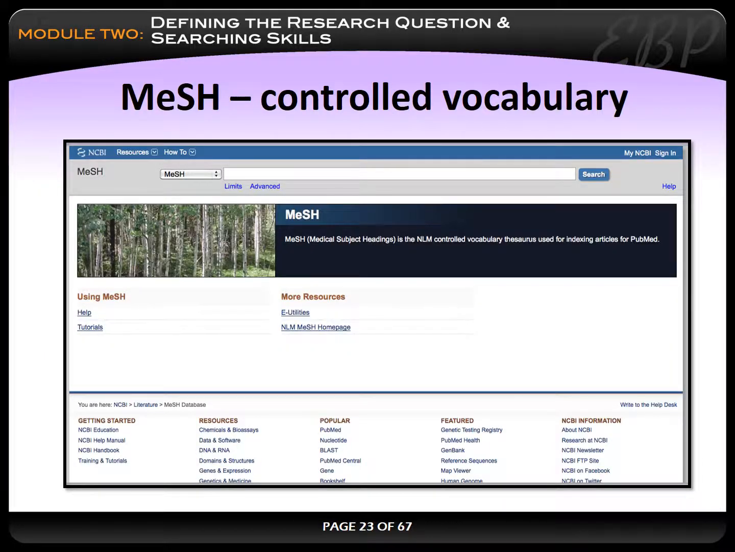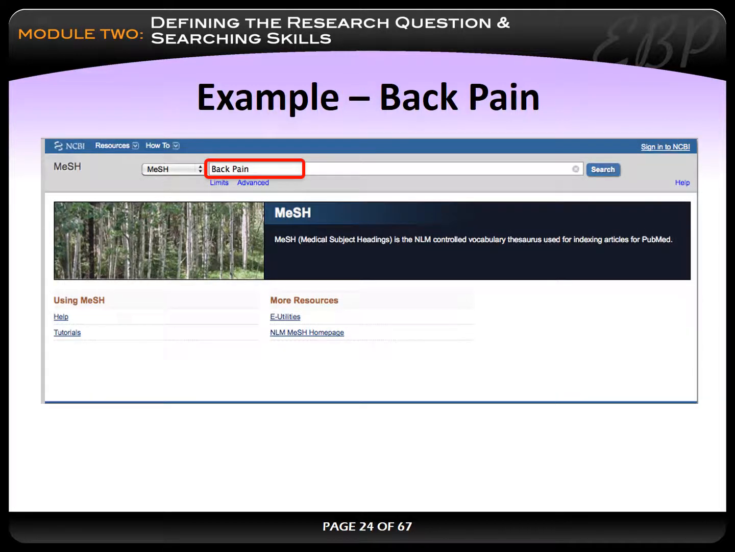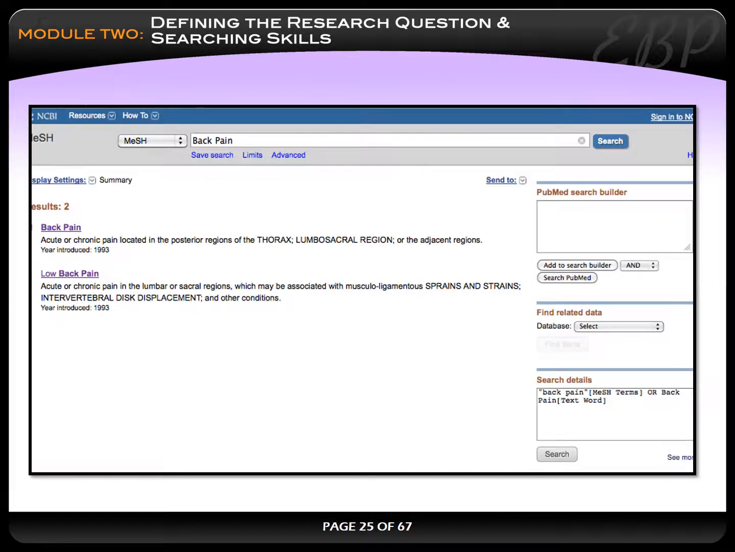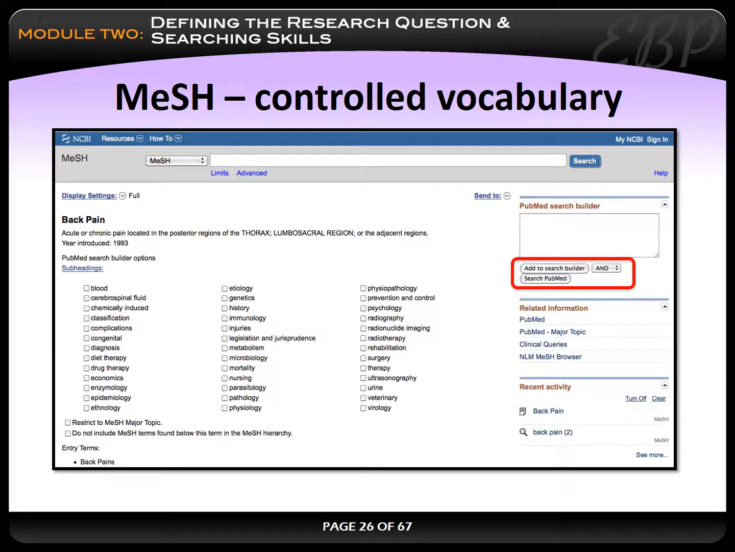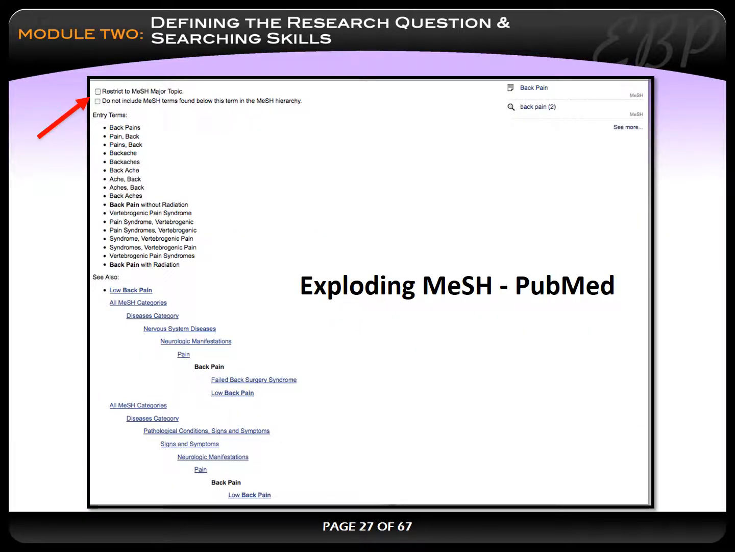So again, MeSH has controlled vocabulary, and you may need to look at their MeSH terms. For example, back pain. If we look at that, we can see that back pain has very many categories that you could choose from. It could be etiology, it could be pathology, or it could be treatment effectiveness. So these are all, in the flash of a screen, lots of terms to select.